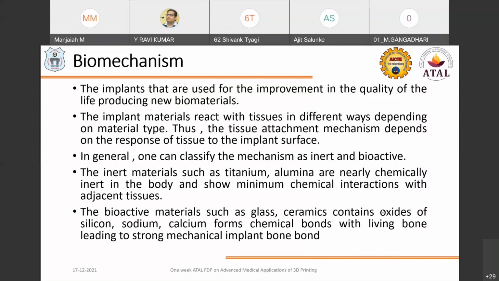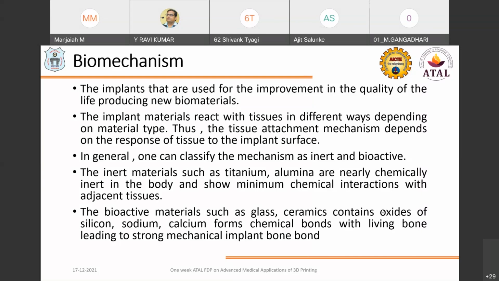Thus, the tissue attachment mechanism also depends on the response of the tissue with respect to the implant surface. It means what roughness and what surface properties are required for the biomaterials manufactured by this 3D printing process. In general, one can classify this mechanism as inert and bioactive.